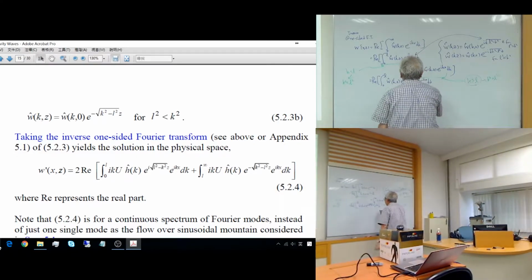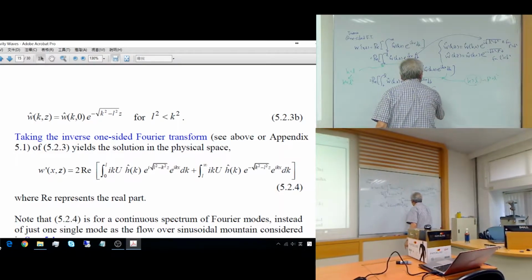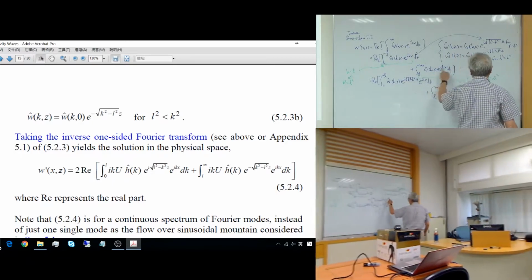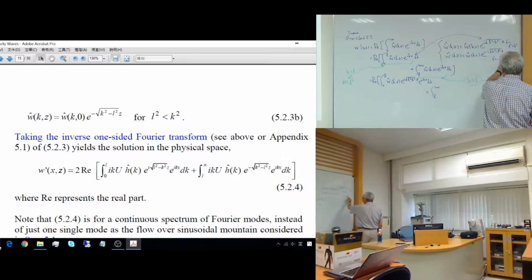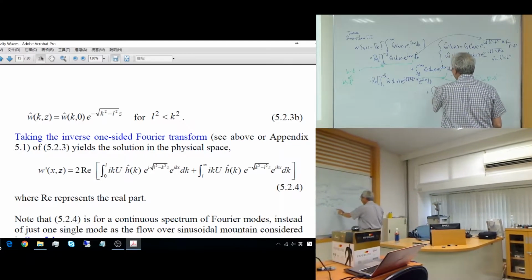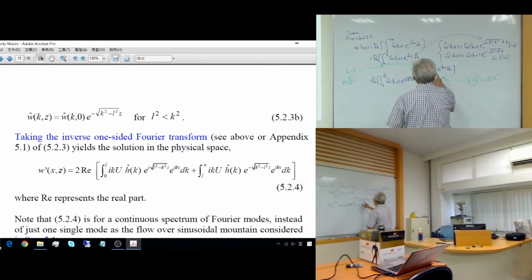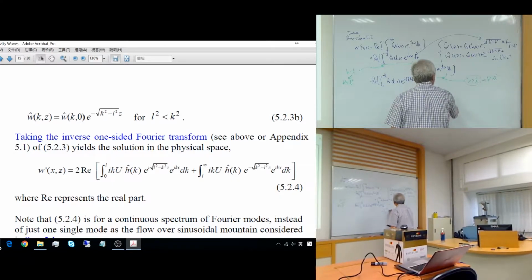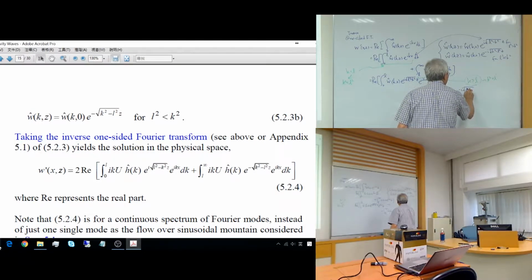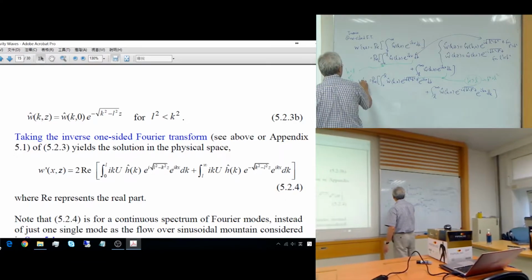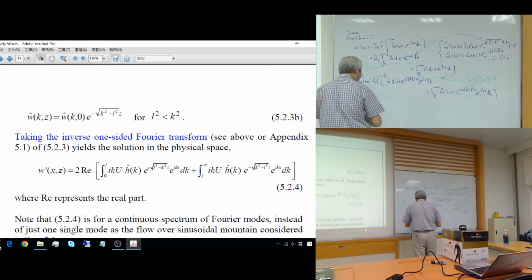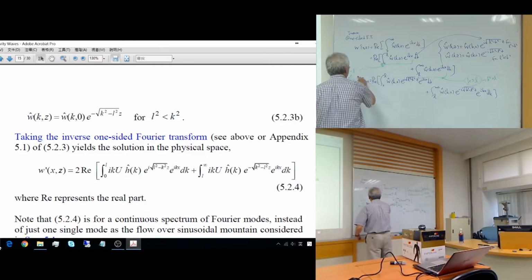Okay, and then the second one is L to infinity, and this is the solution for this second part because it's k greater than L. We need k to be greater than L. So then the second one is W hat of k, 0, e to the minus i square root of k squared minus L squared times g, and then e to the i k x dk. Okay, so this will be our solution.